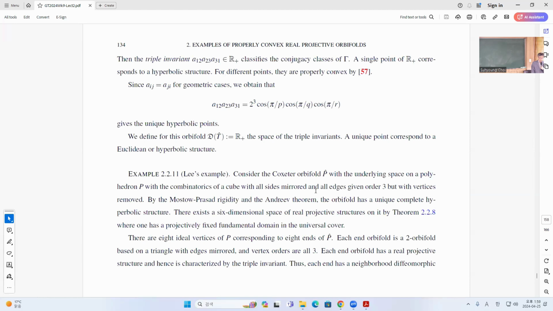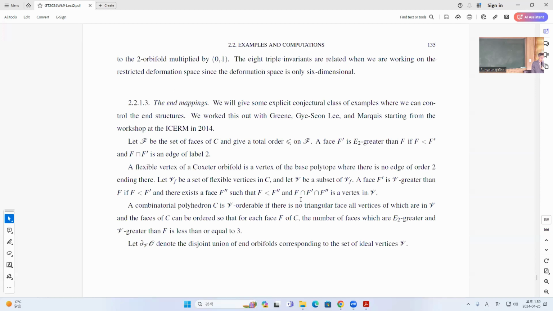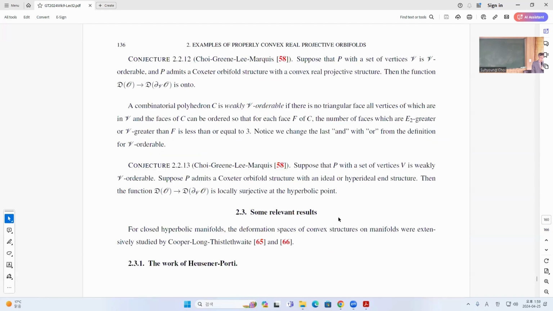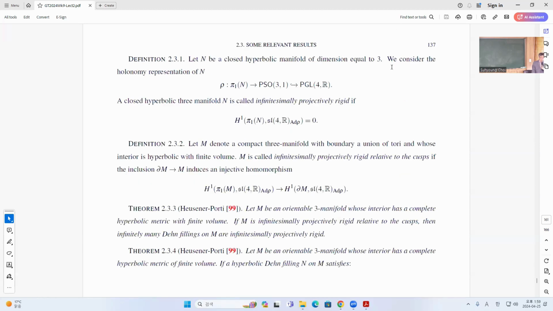Then Lee did lots of examples with cubes, and just by some computation with Mathematica and finding Gröbner bases, you can find the dimensions of lots of these spaces. And other results are work of Hosono and Porti. So they usually work with hyperbolic manifolds.